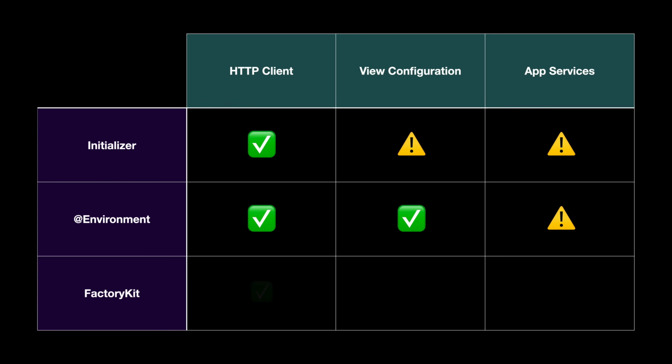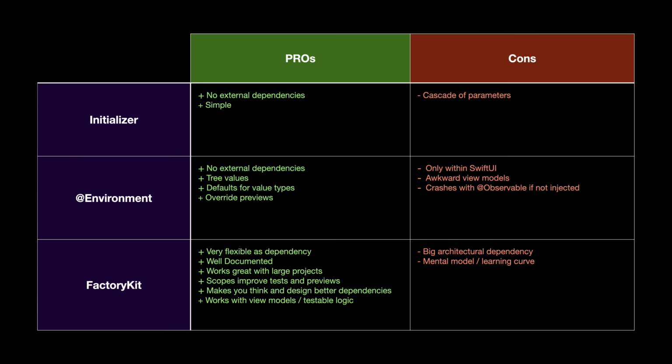Finally, FactoryKit handles all three cases quite well, but it comes with trade-offs. Both initializers and environment are built into SwiftUI and require no external dependencies. FactoryKit is a third-party library and is also an architectural dependency. Both adding and removing the dependency require a lot of changes across your whole codebase. It also introduces a new mental model for managing dependencies. Because of that, I would mainly recommend it for medium to large projects.